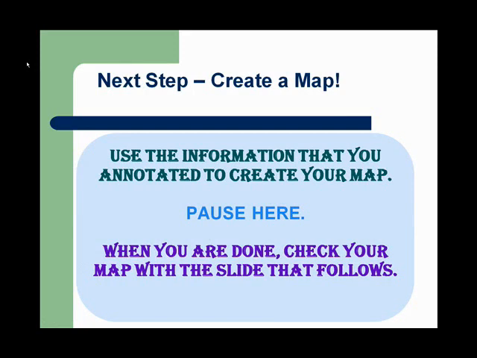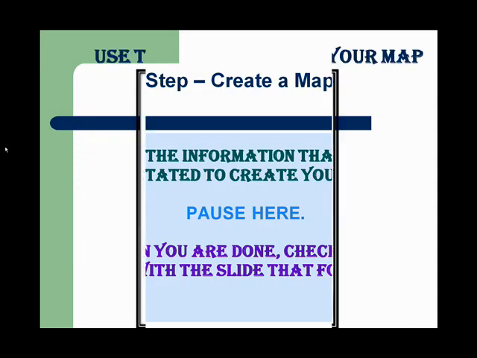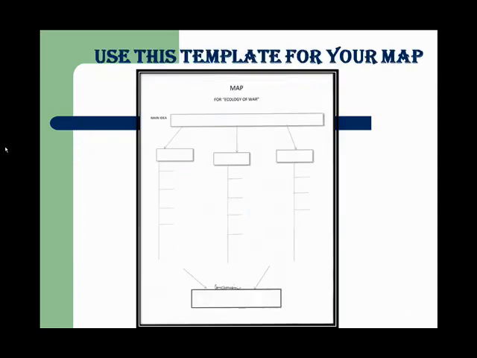Next step, create a map. Use the information that you annotated to create your map. You can pause here. When you're done, check your map with the slide that follows. Use this template for your map: main idea, major details, supporting details, and your conclusion.